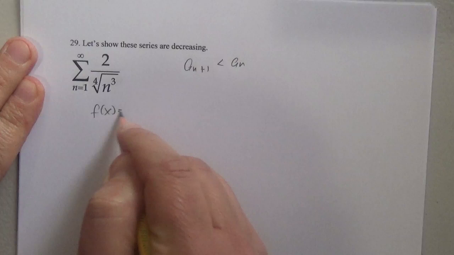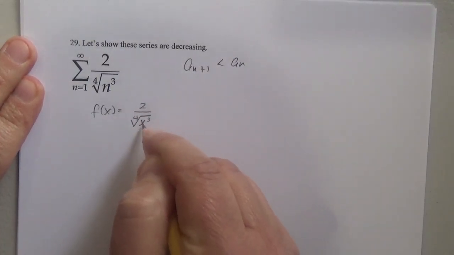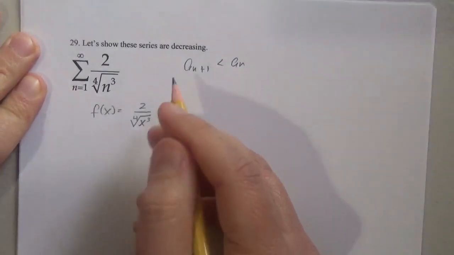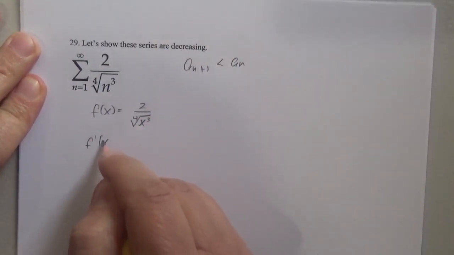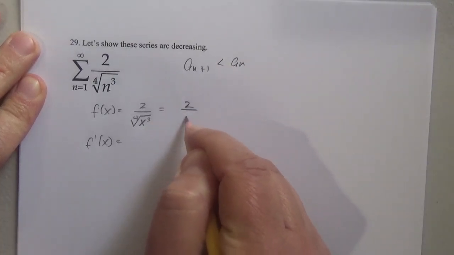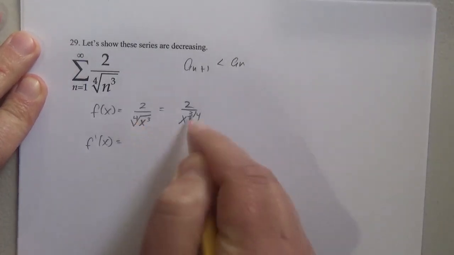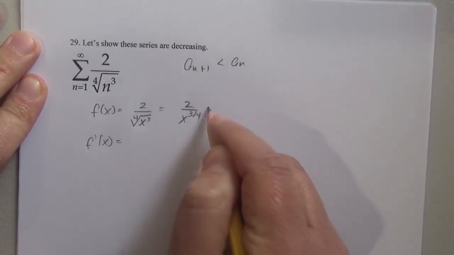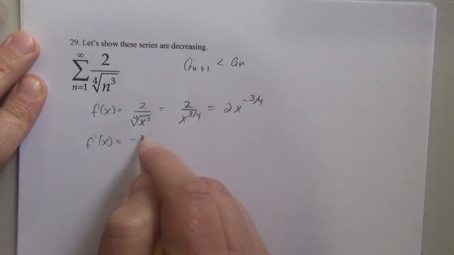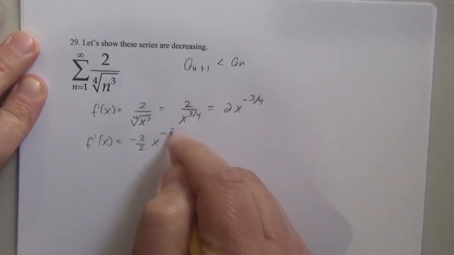I'm going to rewrite this as a function of x. So this would be 4x cubed. And if I wanted to show that this thing was decreasing, I would just use the first derivative, right? So we would just do f prime of x. I'm going to rewrite this as 2x to the 3/4, and to take the derivative, I'm going to rewrite it as 2x to the negative 3/4. So take the derivative, finally. We would get negative 3/2 x to the negative 7/4.